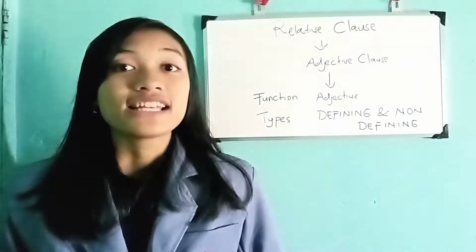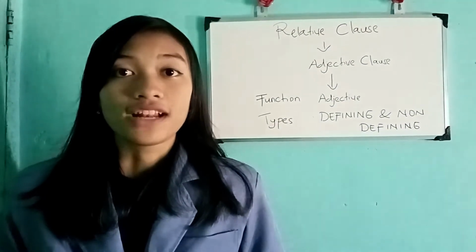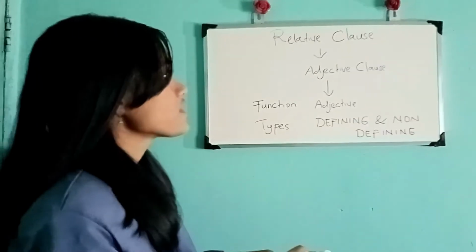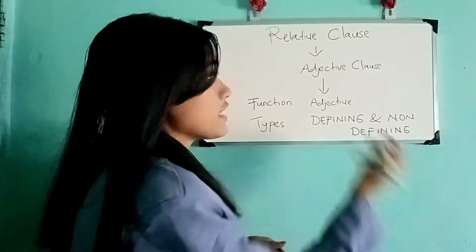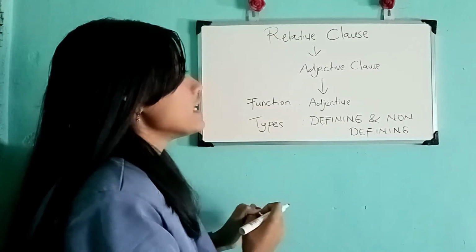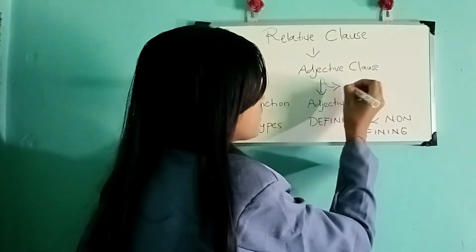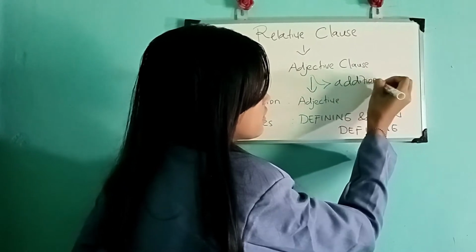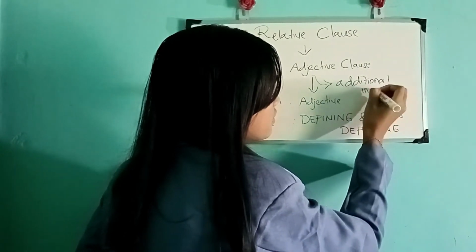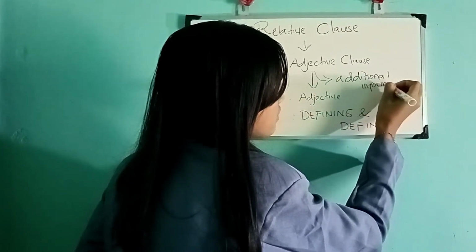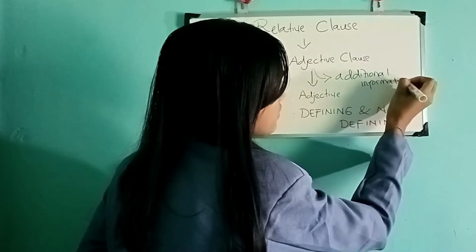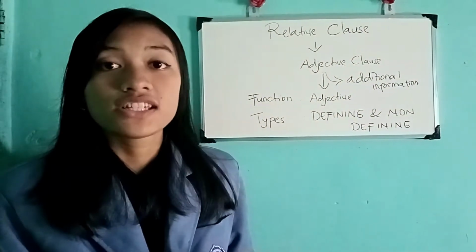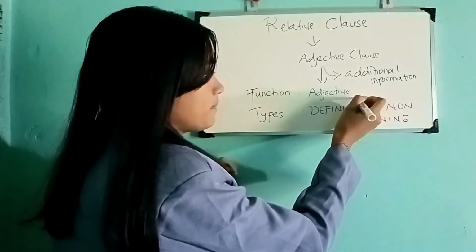So first, let's talk about the definition of relative clause. Relative clause can also be called adjective clause. It is used to give additional information, and its function is like an adjective.